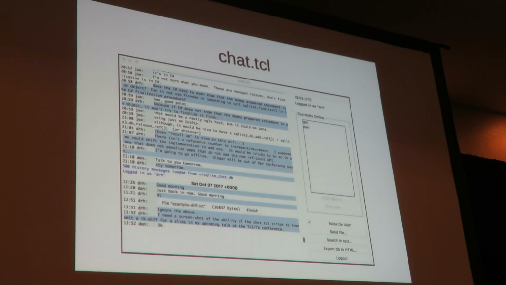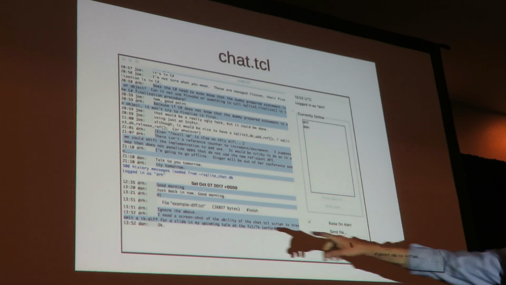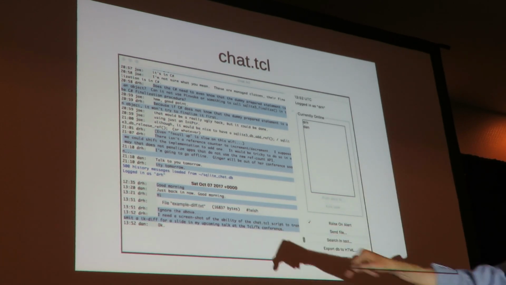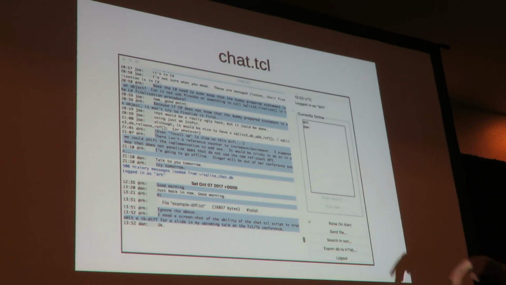So we've got our own private chat room, which is using our own private chat protocol. And it is, of course, a Tk script. And this is a screenshot of it. I don't know if you can read it here, but I've got example diff.txt, and there's a button here that you can press. So if we want to send a file to each other over chat, you press send file, and it prompts you for the name of the file.